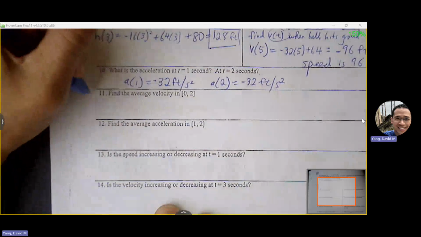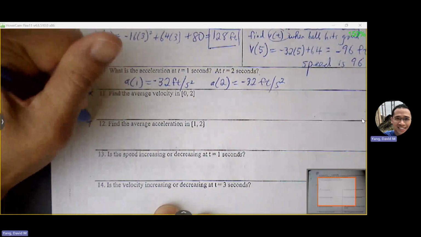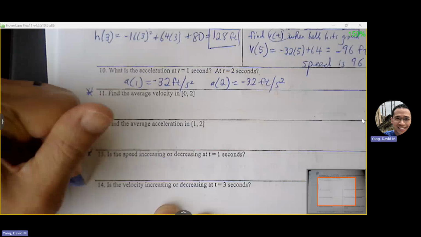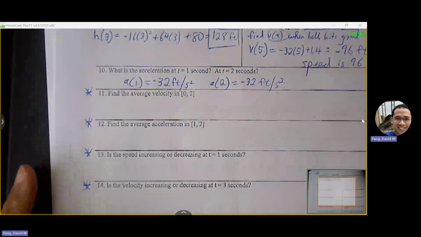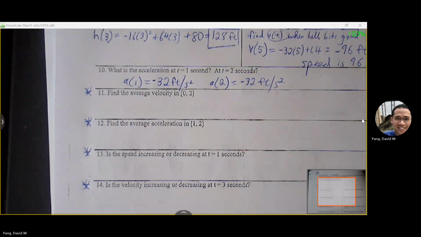All right, put a star next to these 4. These are the ones that are going to be more difficult, because it's easy to misinterpret.